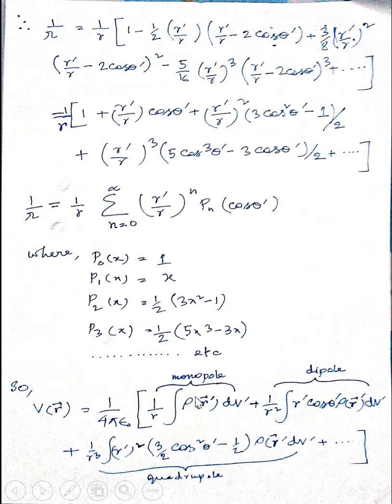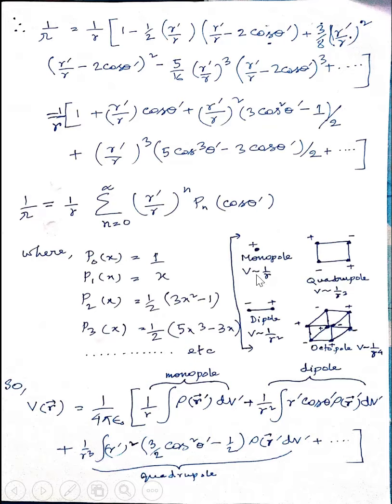We are calling this 1 by r term the monopole, and 1 by r square the dipole, like this; 1 by r cube is the quadrupole, and 1 by r to the power 4 the octapole. Later we will do more simplification for the dipole. Now we will see what type of distribution there is for monopole, dipole, and quadrupole.